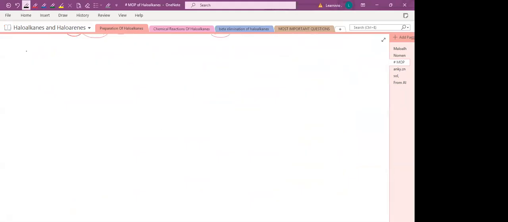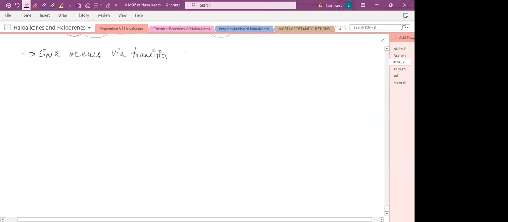Next point, just write down. SN2 occurs via a transition state. In SN2, we get 100% inversion product. Why 100% inversion product? Due to backside attack of the nucleophile.